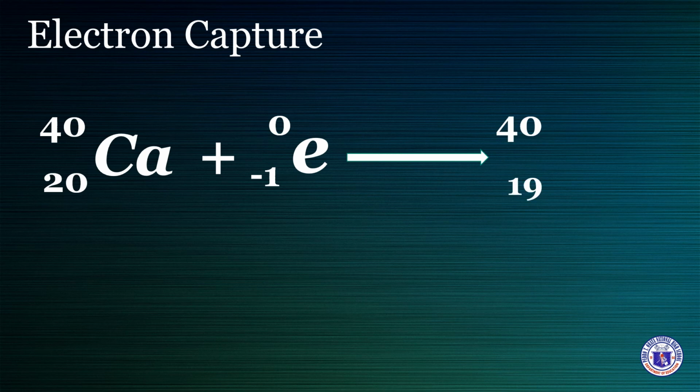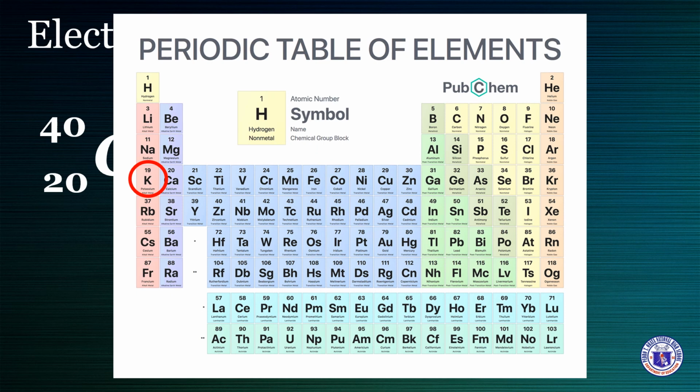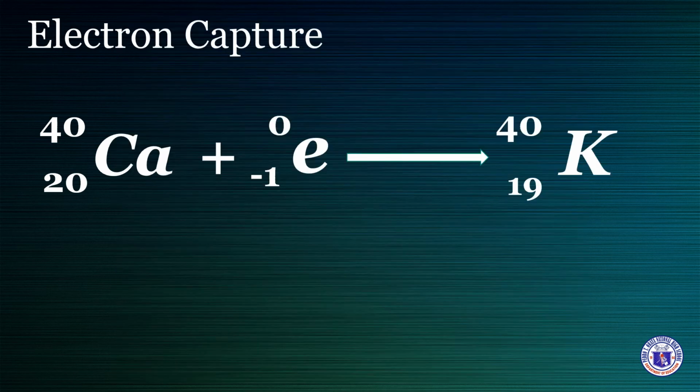So what is the resulting element? Again, in the periodic table, the element that has an atomic number of 19 is potassium. What is the effect of electron capture on the nucleus of an atom? The proton will decrease by 1 and the neutron will increase by 1.